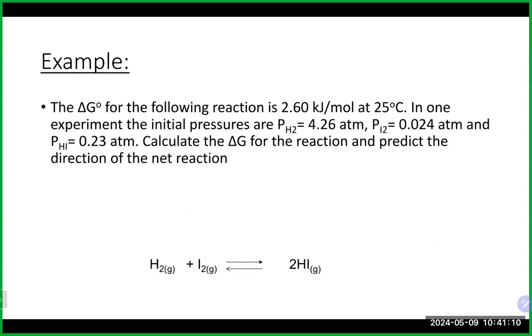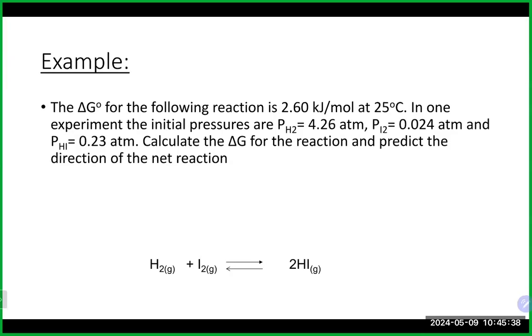All right, last one here. Delta G naught for this reaction is 2.6 kilojoules per mole at 25 degrees. In one experiment, we had initial pressures of hydrogen at 4.26 atmospheres, I2 at 0.024 atmospheres, and HI at 0.23. We want to know what is the delta G in this reaction and predict which way this reaction should head. Take a few moments there and calculate that one up and see what you come up with.